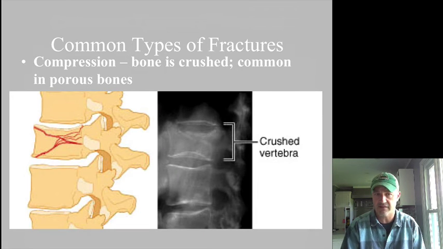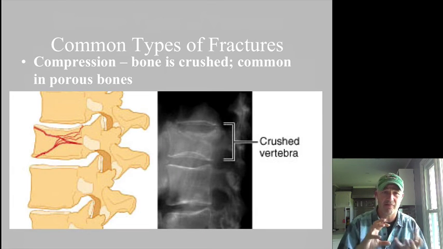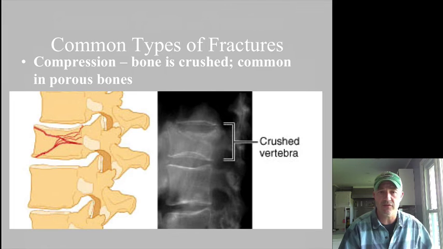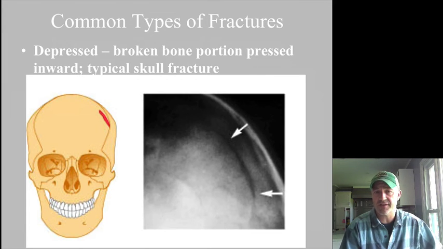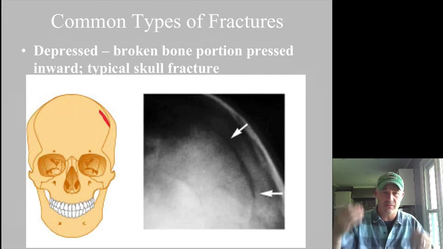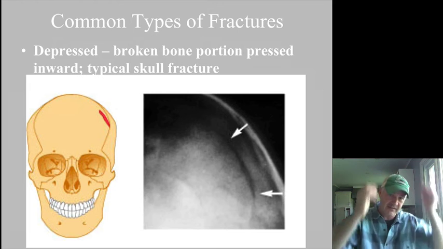Again, more often in these irregular bones that are spongy bone on the interior and don't have quite as much compact bone surrounding them. A depressed fracture would be one that's pushed inward. Lots of these are mainly skull fractures, some type of damage to the skull that puts a dent in.